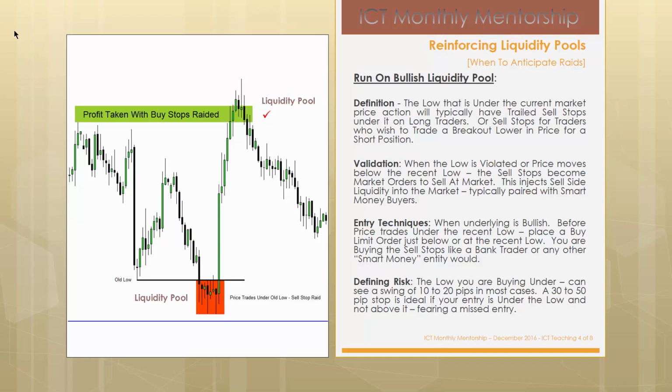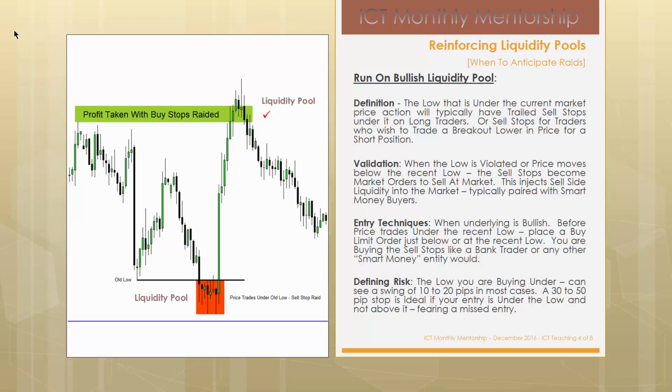Entry techniques using this concept: when the underlying market is bullish, before price trades under the recent low, you're going to place a buy limit order just below or at the recent low. You're buying the sell stops like a bank trader or any other smart money entity would. Defining the risk with this setup, this is where your work is going to be. You're going to need to see the low, identify how far it could reasonably trade below it, and that's going to be taught. A lot of detail is going to be taught to you across the next coming months, because there's going to be things we look at that haven't been taught yet.